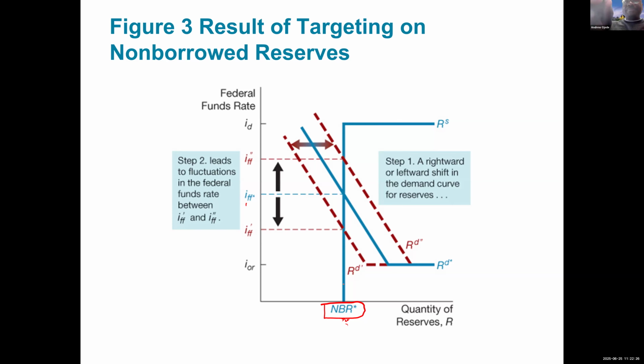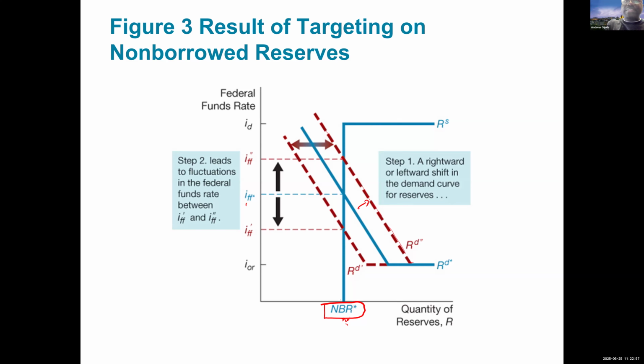So let's say the Fed had set a target on non-borrowed reserves, NBR star. This is the supply of reserves that determines that NBR. The demand for reserves is the blue line. And then let's say all of a sudden banks start to demand reserves, something that the Fed cannot control, because Bank of America starts to demand reserves from Citibank. There's an increase in demand for reserves by banks, so that will shift the demand curve to the right. The demand curve, the dashed line, shifts to the right.